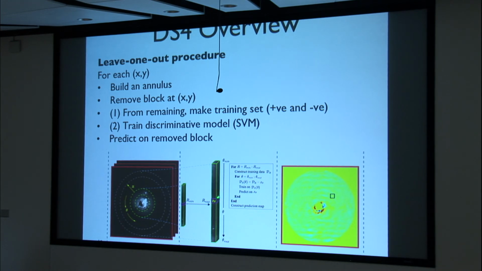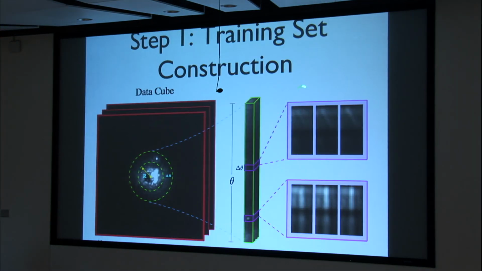What they're going to do is basically build a training set which consists of both positive and negative examples using this held out region. They take the held out region, take a little strip like this, and if you're trying to use a discriminative model, you need both positive and negative examples. Now, we have plenty of negative examples, that is, regions where there's no companion or planet, but we have very, very few examples of companions that we know are real detections. So what they're going to do, of course, is to fake them.